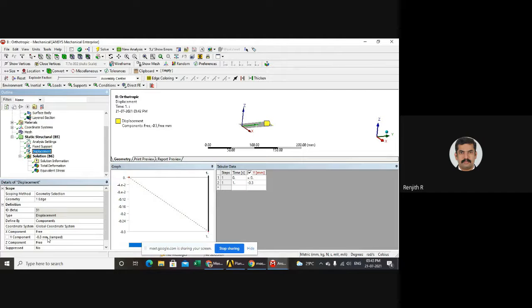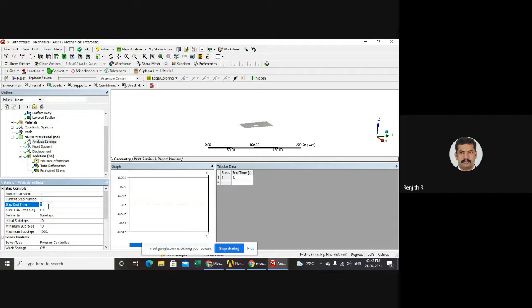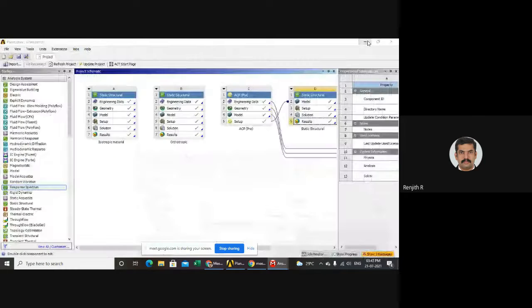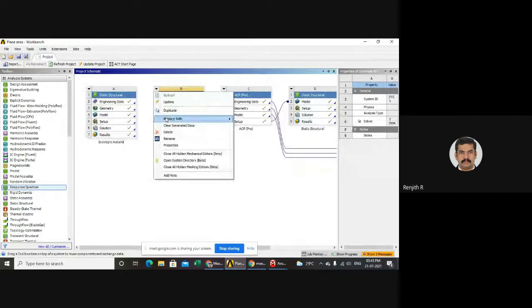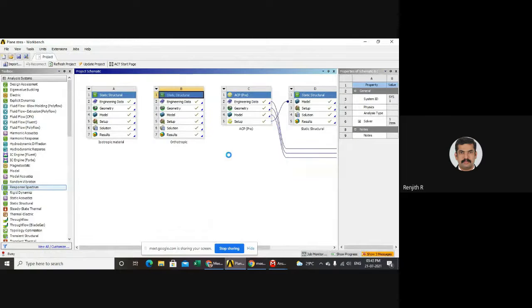That is all that is applied. And it does not matter if I change the time to 1 second or 10 seconds or 10,000 seconds. The results will be the same for a static analysis. But if it is a transient analysis, you can simply change that with the help of this tool, replace with, and go to transient analysis, transient structural. It will change automatically to a transient analysis.